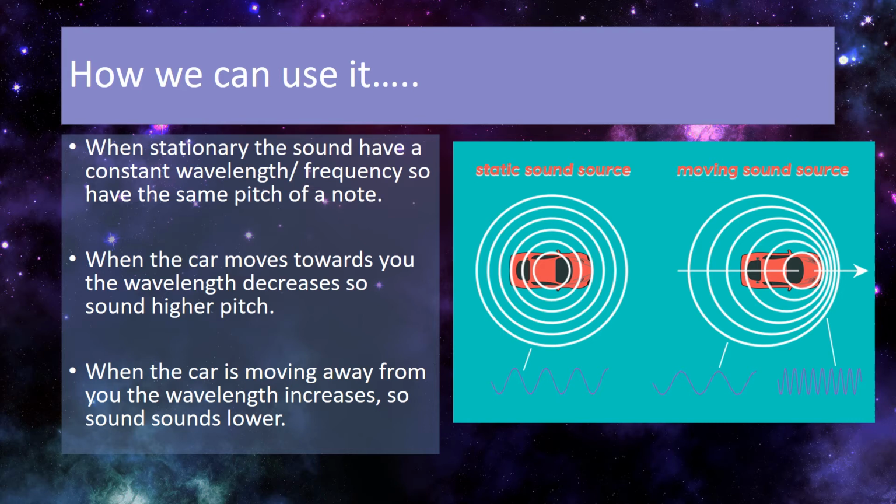So when the stationary sound has a constant wavelength, it'll be the same pitch. If we're thinking about a motorbike, it will be like a constant pitch. As it moves towards us, the wavelength decreases and it becomes higher pitched. And then as it moves away, they increase in length. So it'll go like that when things go past us.